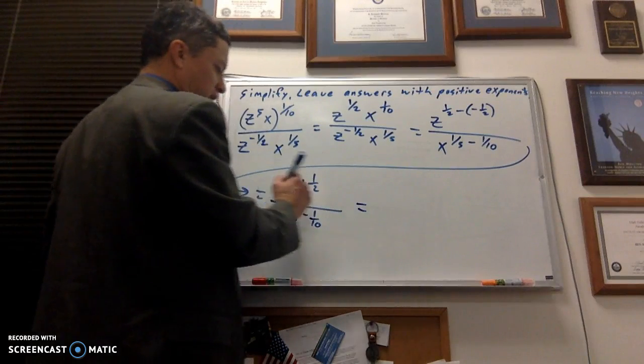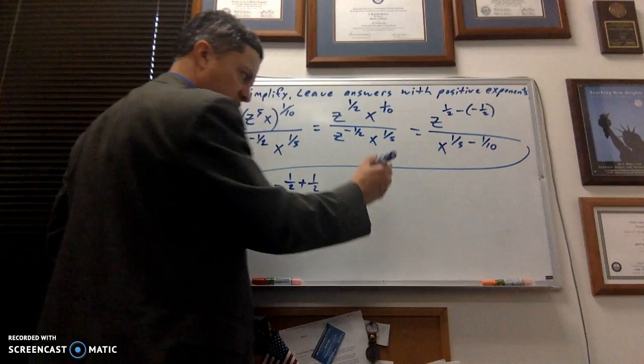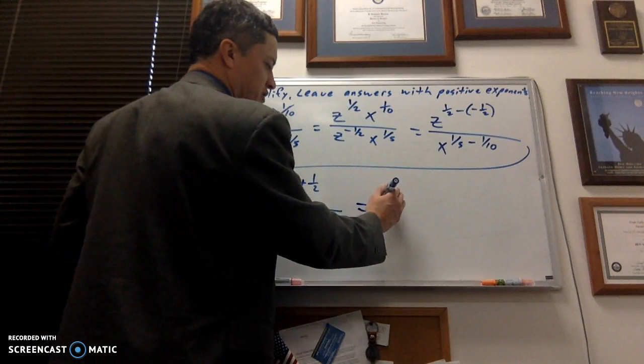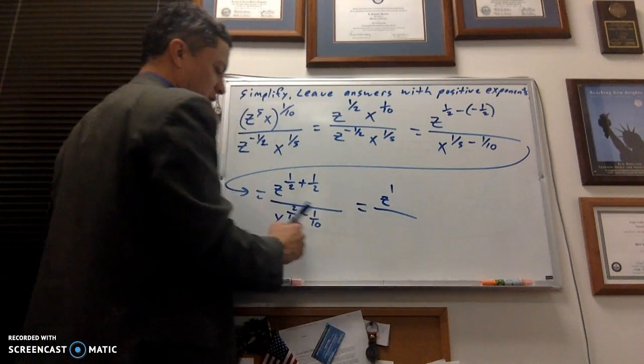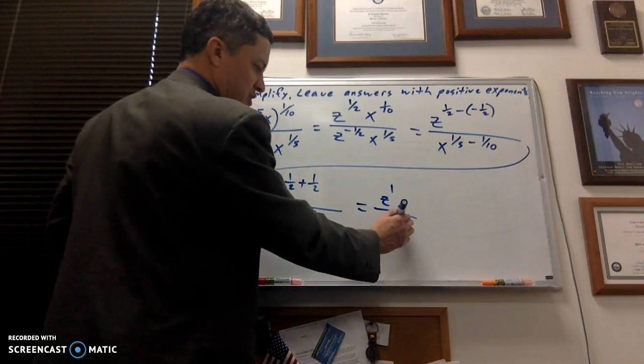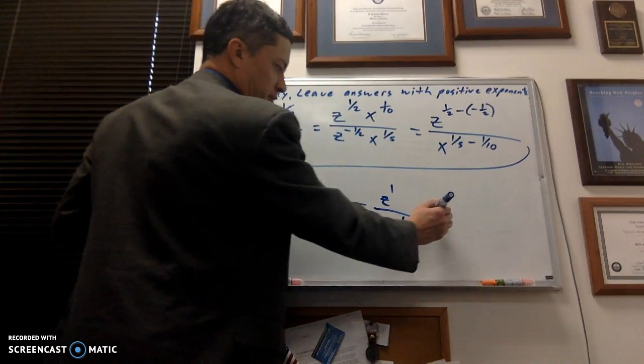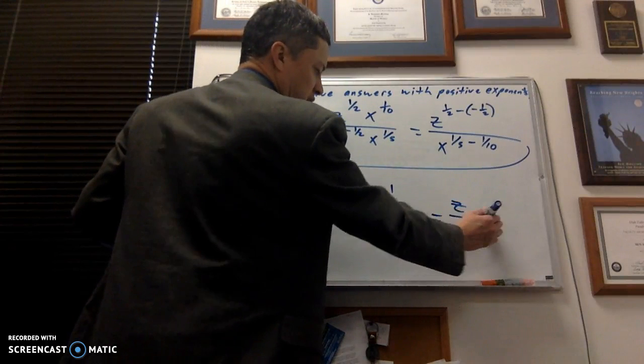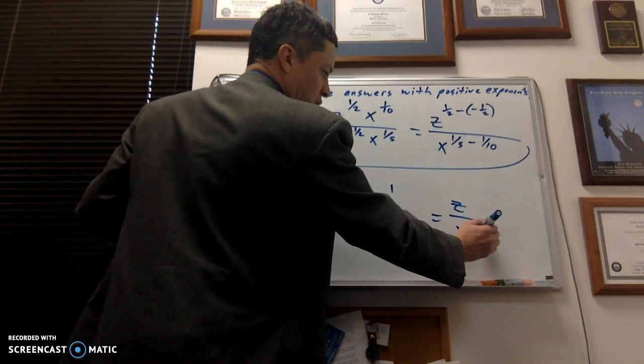So the numerator, 1/2 plus 1/2 is z to the first. And then downstairs, 2/10 minus 1/10 is 1/10, so that's x to the 1/10. So I pretty much got it. It's z over x to the 1/10.